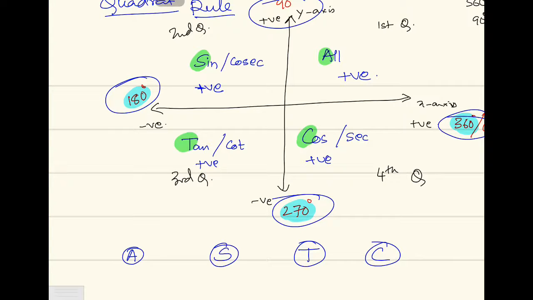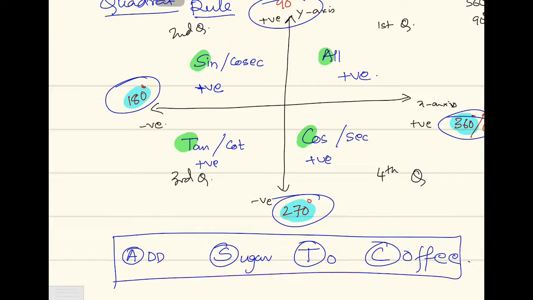Okay, so how to remember this? There is a statement you can make, and we say add sugar to coffee. So this is how you remember. So don't say all sine, tan, and cos. You just simply say what, everyone? You say add sugar to coffee. Say add sugar to coffee, you'll remember the rule automatically.